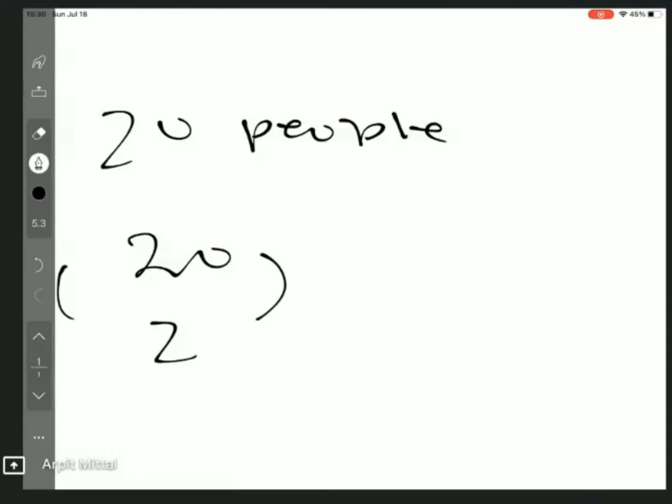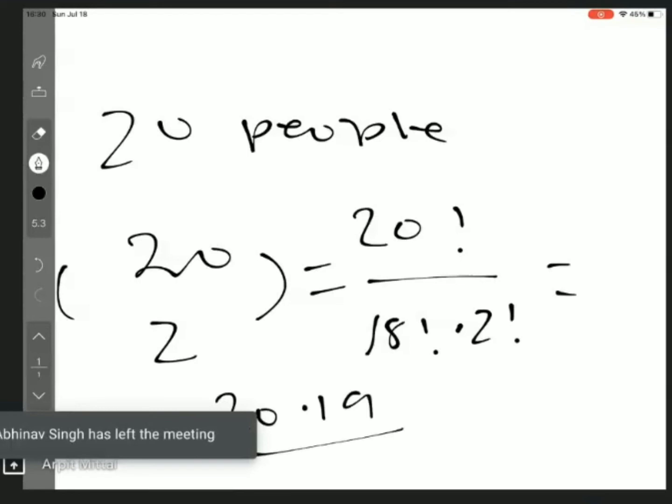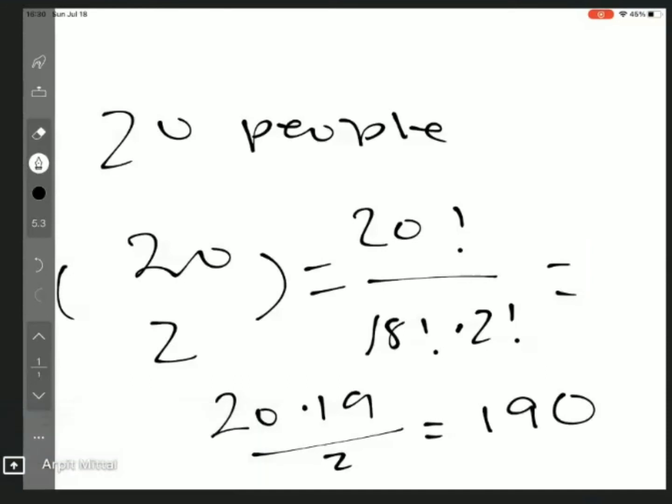This is because we have 20 people and we need to see how many groups of 2 people we can make. And by the definition of a combination, this is simply 20 choose 2. So we can write this using our notation as 20 factorial divided by 18 factorial multiplied by 2 factorial, which is equal to 20 times 19 divided by 2, which is equal to 190. Does everyone understand this? Okay.